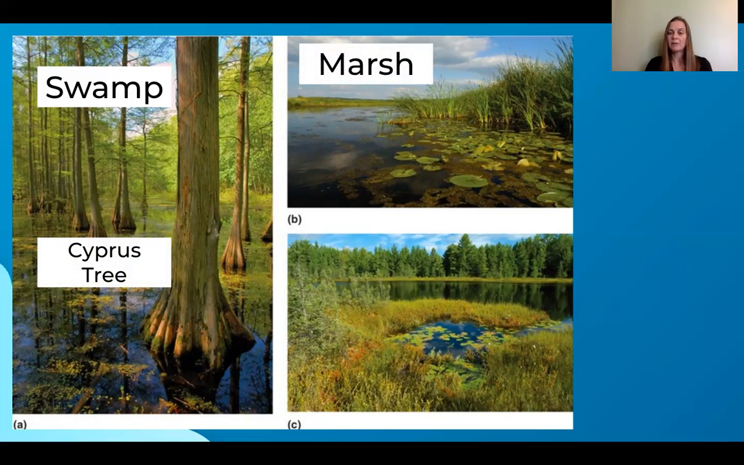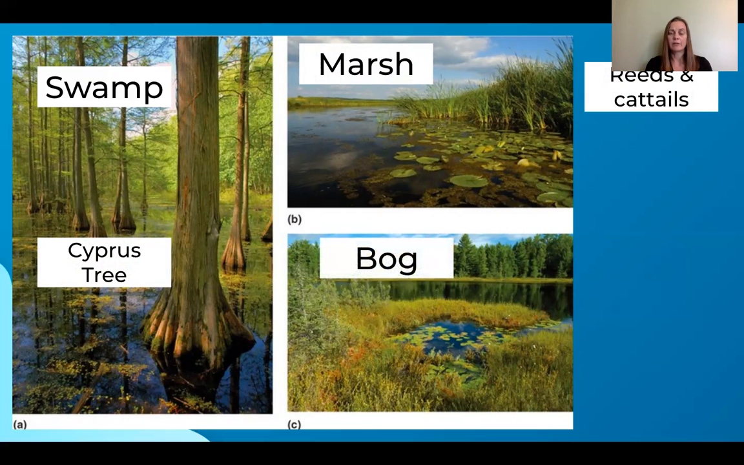Okay. Then we also have marshlands. Marshlands may or may not be covered in water year round. And they tend to be filled with reeds and grasses. You also see lily pads in this particular image. And so the water level in a marsh tends to be more changeable than the water level in a swamp.